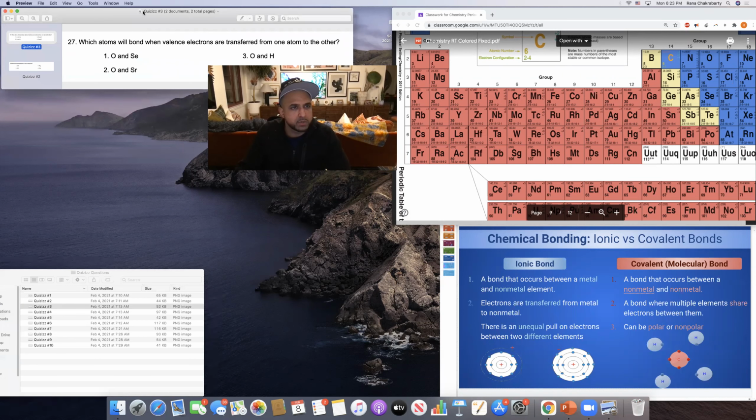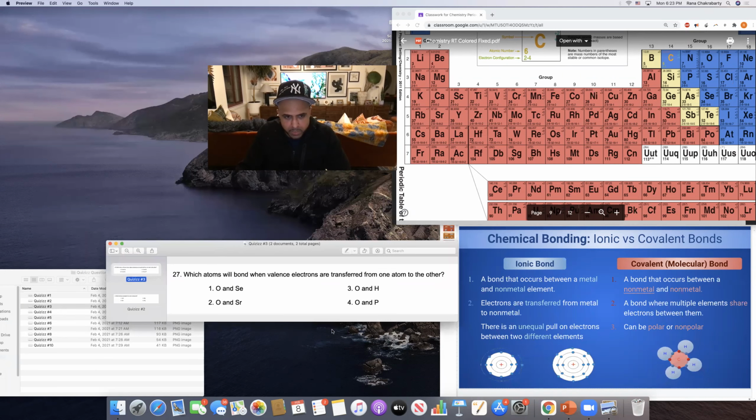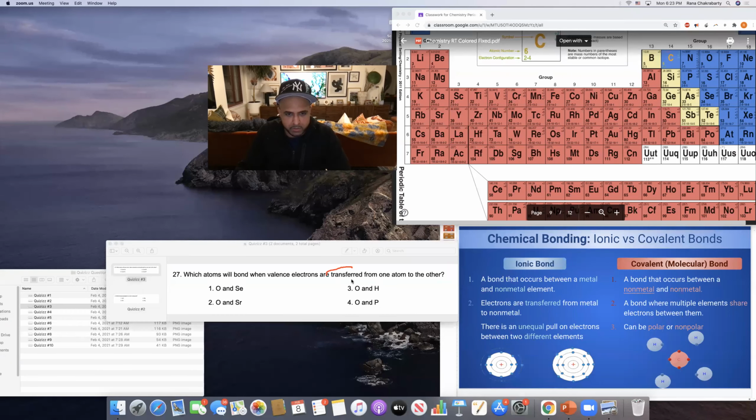So over here, it says which ones will bond when atoms are transferred from one to another. So the key word here is transfer. Whenever you see that word, you automatically know that it's ionic. And again, ionic is metal and nonmetal. And the only nonmetal and metal is oxygen and strontium. Let me change the color so it's easier to read. So strontium is in red and oxygen's in blue. That's always going to be ionic when it's a metal and nonmetal. It's always going to be a transfer of electrons.